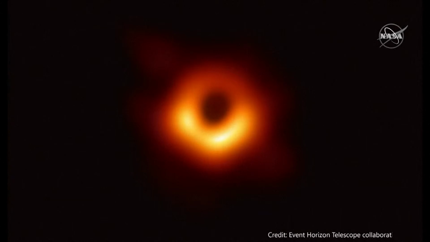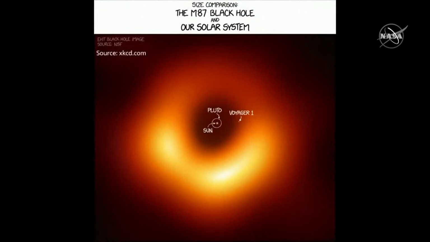How big is this? What's the size of this? What are we looking at here, this black hole? Compared to us, it's huge. But compared to things that are out in the universe, not big at all. Take a look at this image. This is an approximate representation of how big this black hole might be compared to our solar system.